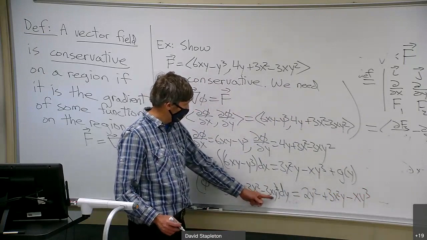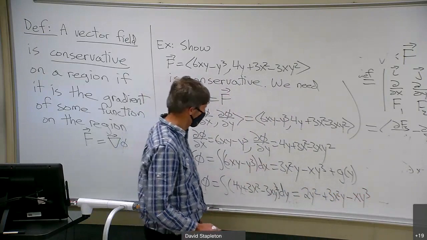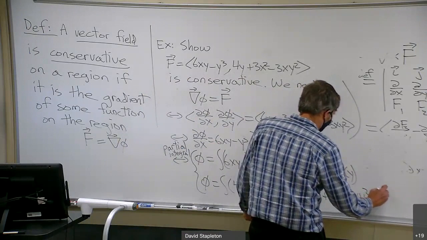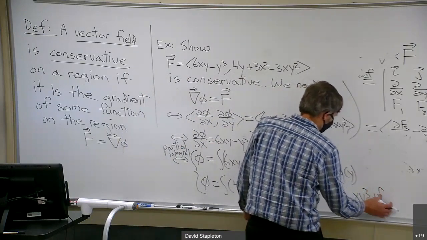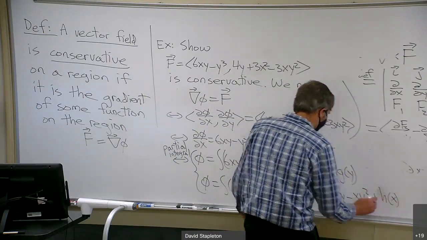x is treated as a constant, and the integral of 3y squared is y cubed. And then finally, x is treated as a constant, so your arbitrary constant of integration here can be some function, let's call it h of x. An arbitrary function of x goes there.